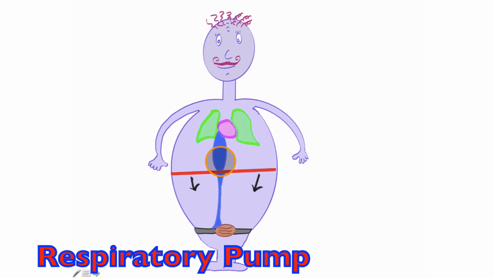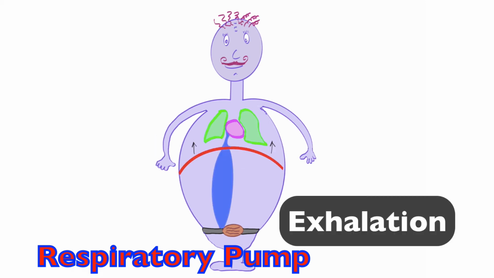Now, once the blood is above the diaphragm, during exhalation, which looks like this, the volume of the thoracic cavity gets smaller, pressure increases, and squeezes on the inferior vena cava within the thoracic cavity, decreasing the volume of the inferior vena cava, increasing pressure within it, pushing that blood directly into the heart. That is the respiratory pump.